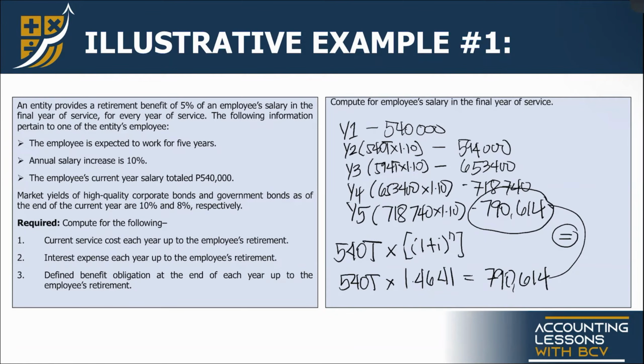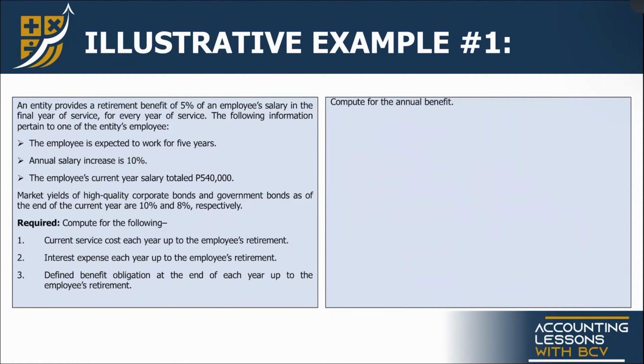That's why yung computation natin ay 1.4641. Are we all clear? Okay? So yan, that's the first step. So the employee salary in the final year of service is 790,614. Okay? Second step, compute for the annual benefit.